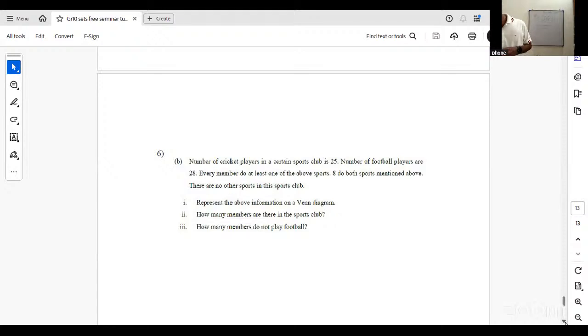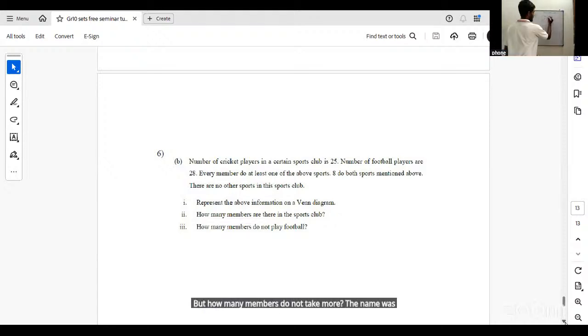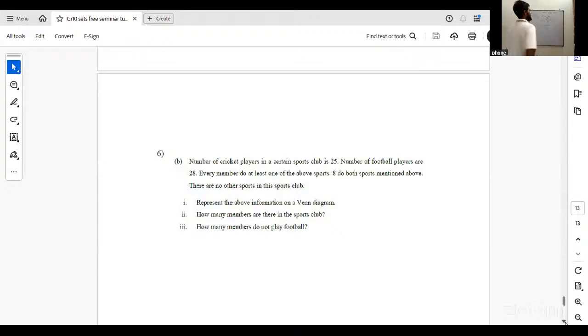How many members do not play football? The members who do not play football means you can't take this. You can't take this. So members who do not play football, 70. So 70.